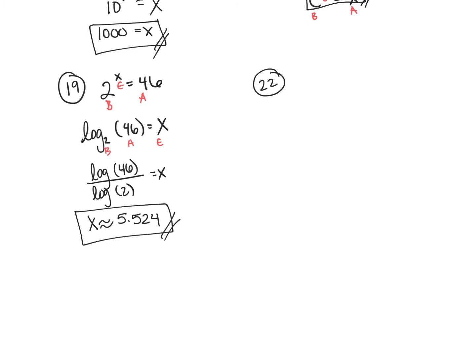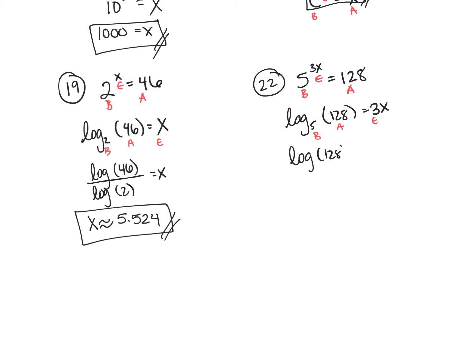So the next one is problem 22. If we have 5 to the 3x is equal to 128, again, we're going to use our rearrangement. This is our base, exponent, and answer. And we want to rearrange this into log form. So we'll have log base 5 of 128 is equal to 3x. Their base, answer, and exponent. So we'll use our change of base rule to have log of 128 over log of 5 is equal to 3x.